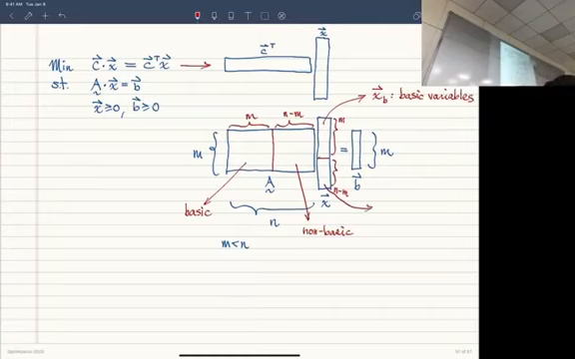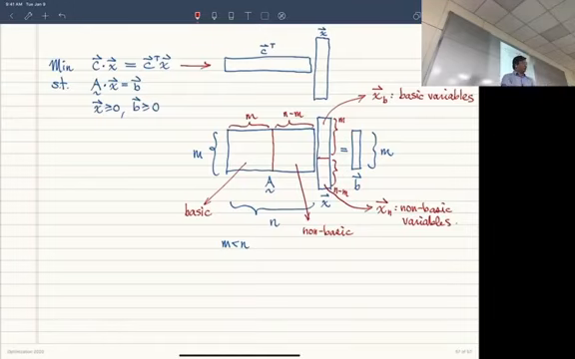And the rest, we call them xn. They become non-basic variables. So you probably have questions right now. How do I make this cut? How do I separate them into two groups?